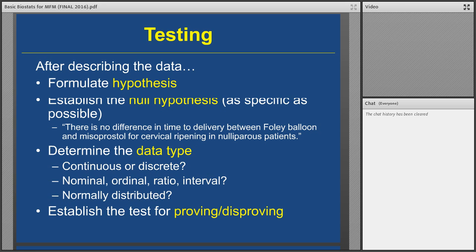And then we're going to determine what the data would look like. So when we look at that example right there, we're looking at time. And so that is ratio data that's continuous. And we're not necessarily assuming that it's normally distributed, but we would do that analysis to see what that looks like. And then we're going to establish the test or choose the test for proving or disproving the data.